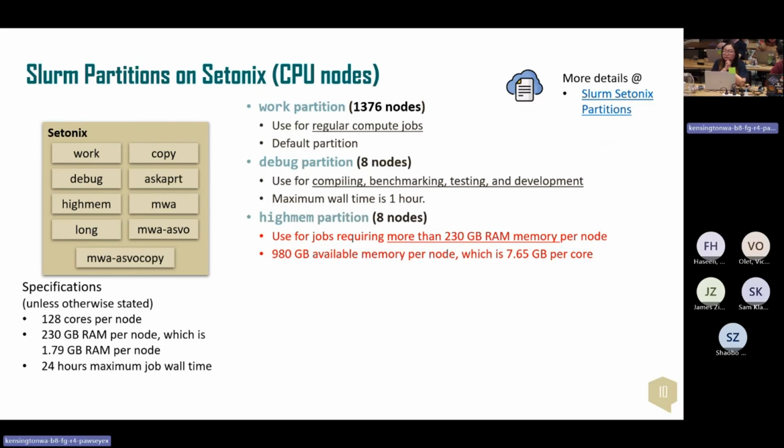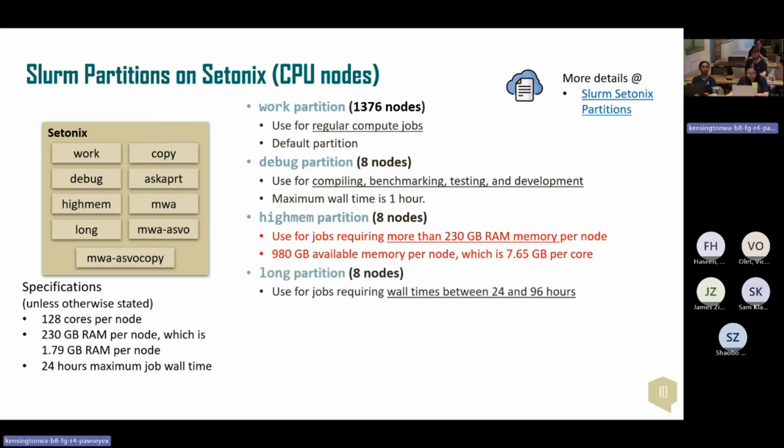We then have the high mem partition. 8 nodes have a higher memory capacity of almost a terabyte. For certain workflows, there are higher RAM requirements, so you'd submit those jobs to the high mem partition so that there's more memory in those nodes to take advantage of. And we also occasionally have workflows that take longer than 24 hours to run. So we have a few nodes that allow running up to 96 hours.